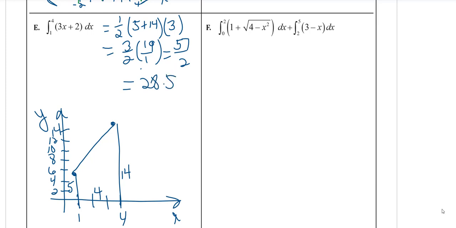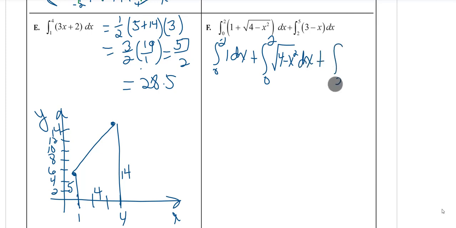Okay, so the next one, what I'm going to do is I'm going to divide it up into pieces. And I'm going to graph each one separately then. So I'm going to have the integral from 0 to 2 of 1 dx plus the integral from 0 to 2 of the square root of 4 minus x squared dx plus the integral from 2 to 5 of 3 minus x dx. Okay, so the first graph is going to be a horizontal line because it's a constant.